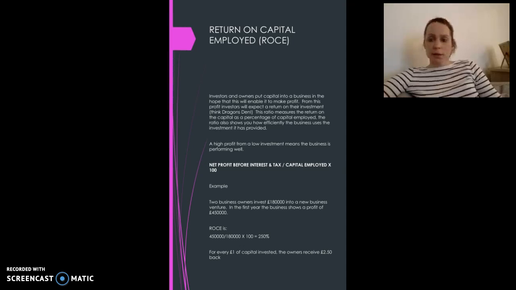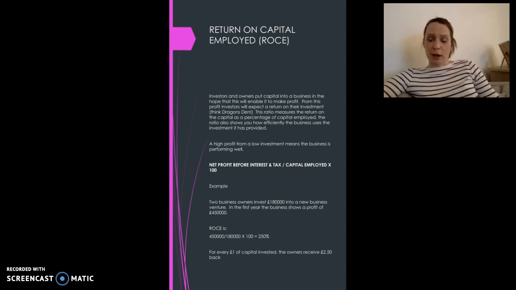So if we look at the example I've given you at the bottom, if two business owners invest £180,000 into a new business venture, and in the first year the business shows a profit of £450,000, you'd have to divide one by the other. So you would take the £450,000, which is your net profit before interest and tax, and divide it by £180,000, which was the capital that they put into the venture at the start of the business, and you multiply that by 100. So in this example, it's come out at 250%. So for every £1 of capital your owner or your investor has invested at the very beginning, they will then receive £2.50 back, which again is exceptionally good.